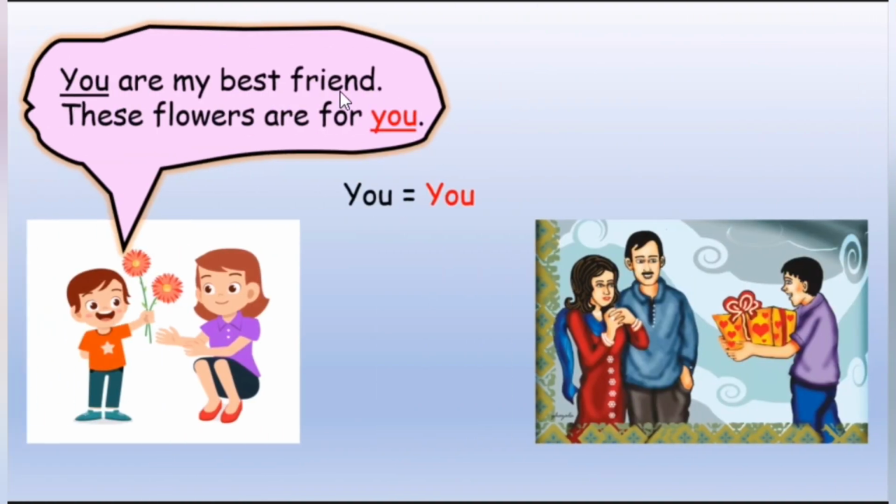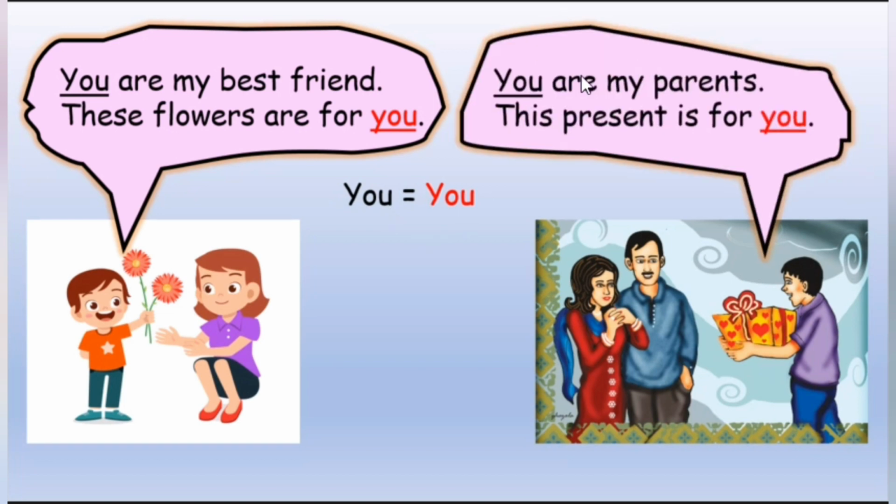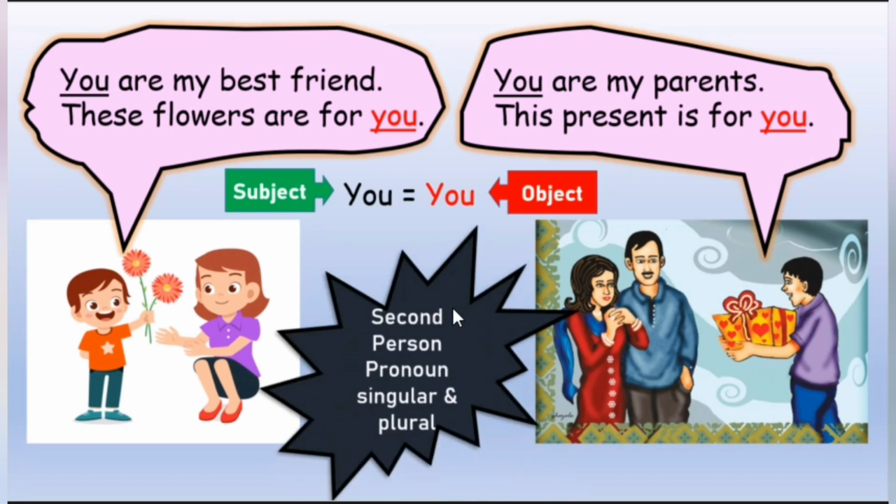You are my best friend. These flowers are for you. You can see you will remain the same as subject as well as object. You are my parents. This present is for you. So, whether you is singular or you is plural, the you will not change in singular form or plural form, in subject form or in object form. And you is called a second person pronoun, the same as singular as well as plural. Second person means the person to whom we are talking.